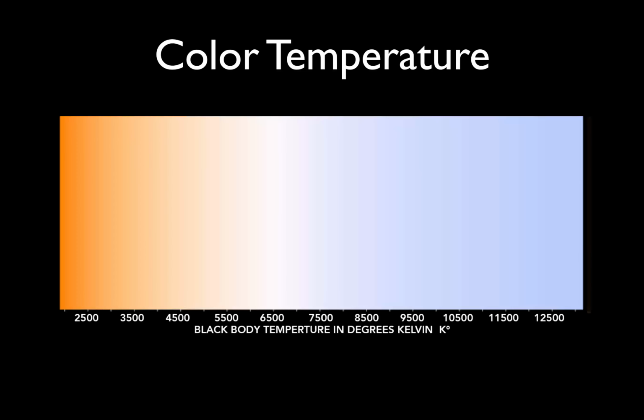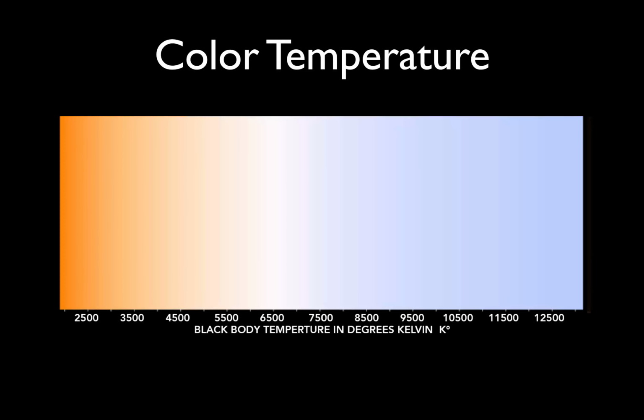But you'll see we've got blue on one side and we've got orange on the other side. And somewhere right here in the middle, they cancel each other out, and they are completely neutral. They are color cast free. And that happens right at 6,500 degrees Kelvin.